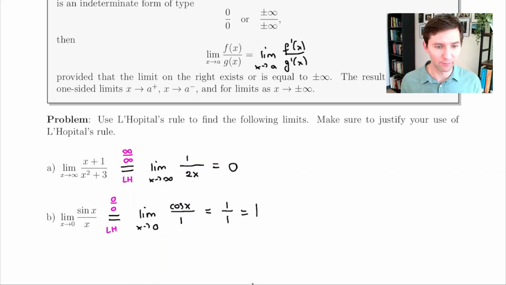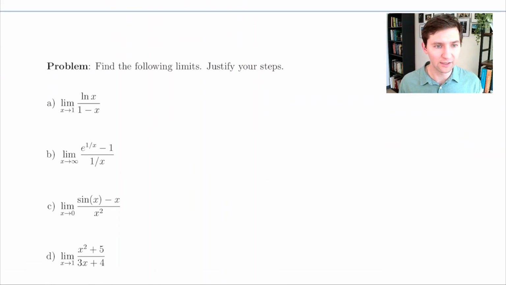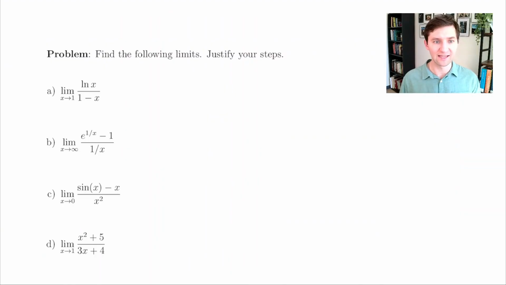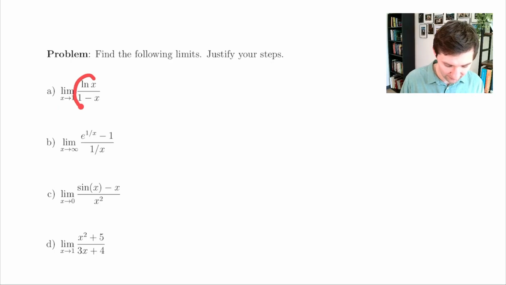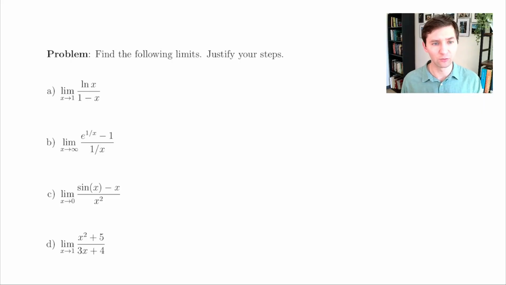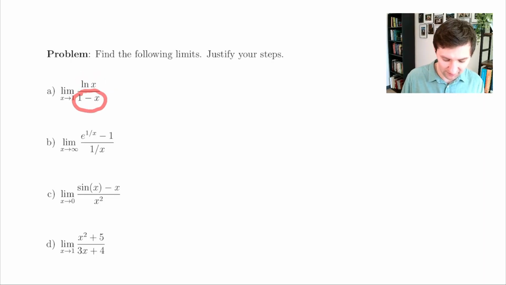Let's see if we can apply L'Hopital's rule to a few more limits. If you would like to try the next problem on your own, stop the video now. In part A, we are given a limit as x goes to 1 of ln of x divided by 1 minus x. If I simply try to plug in 1 to this expression, in the numerator I would get ln of 1, which is 0. In the denominator I would get 1 minus 1, which is 0.